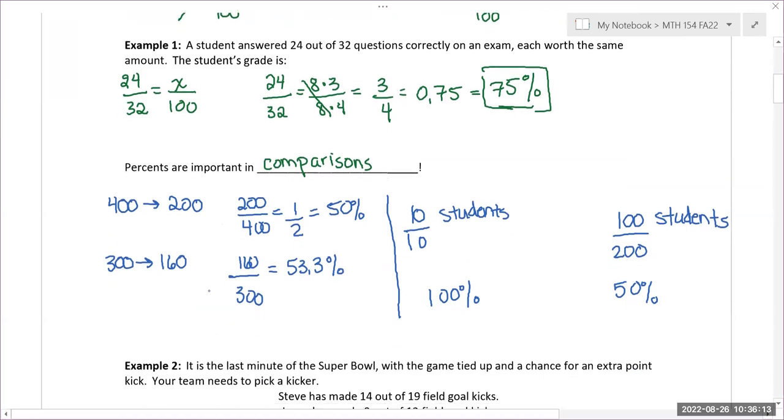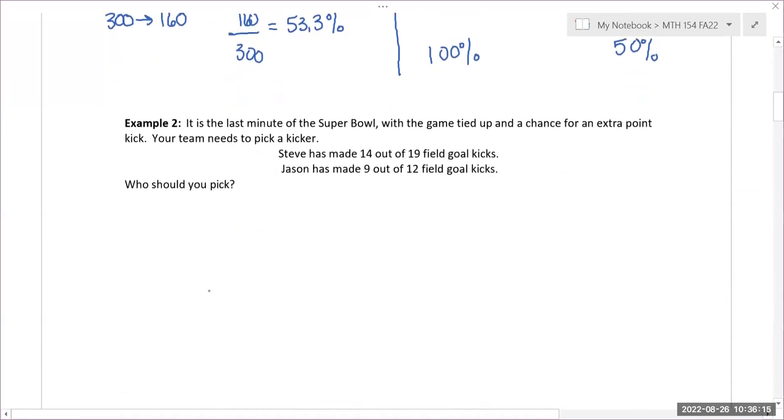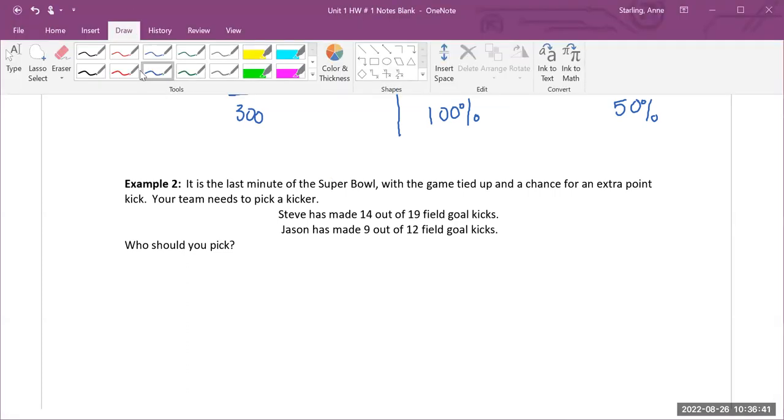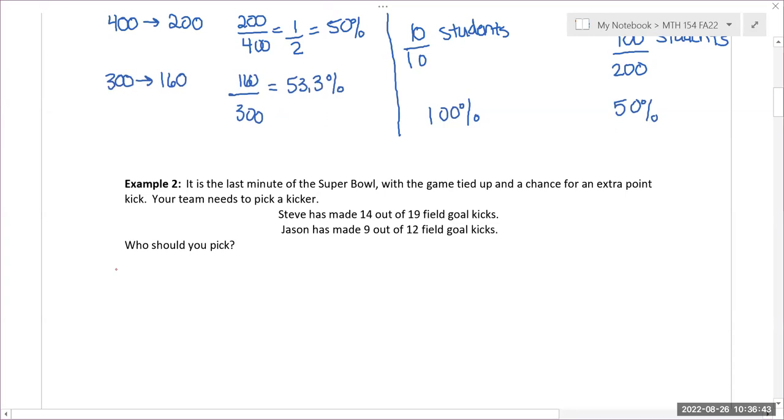So another place where this might be useful is if you've got sports or whatnot. It's time to pick someone, for example, to do the extra kick in a Super Bowl, and they've all kicked different amounts of times. So should Steve do it? He's made 14 out of 19 of his last kicks. Or should Jason do it? He's made 9 out of 12 of his kicks. So go ahead and pause the video and try this one out and see what you would think.